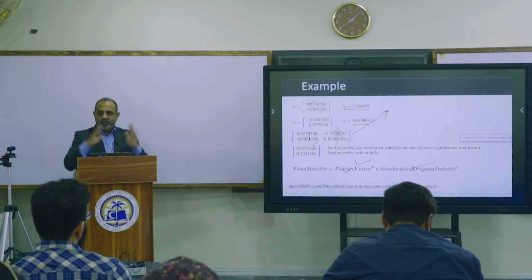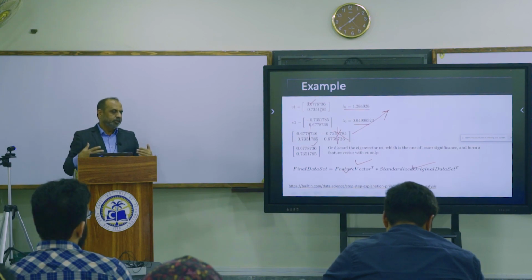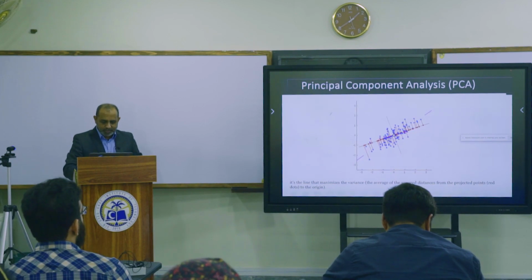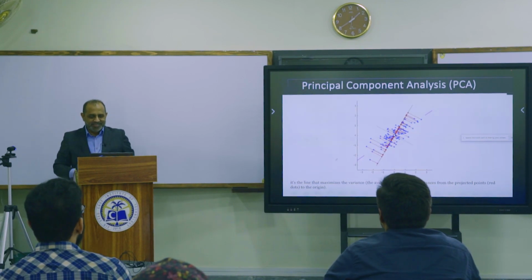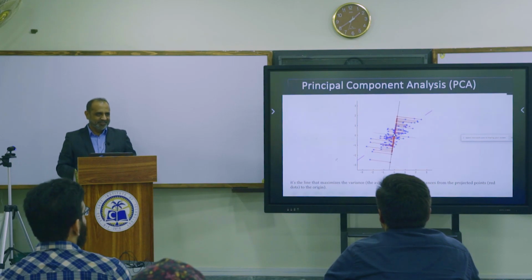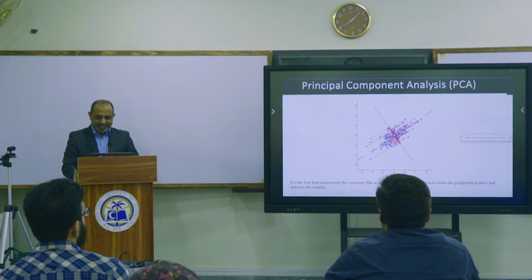But what is interesting is, once you have an N which is quite large, you see how much you can actually reduce. So this is precisely it. You see the variance, the projections on the line, and the eigenvector is just going to give you the direction.